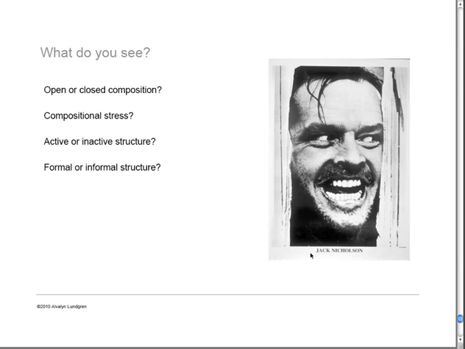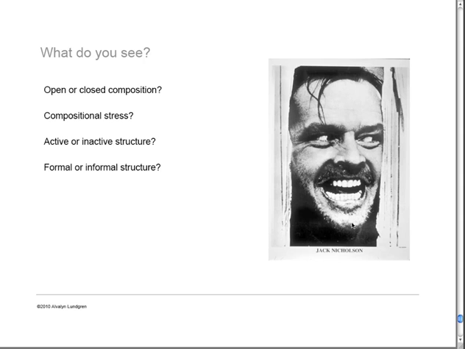What about this? This is actually closed, which is probably a good thing because, you know, if you've seen the movie, you don't want to be too close to this guy. So he's peering through the door, but the door is acting as a framing device. So he is separated from us, and it's probably a good thing.